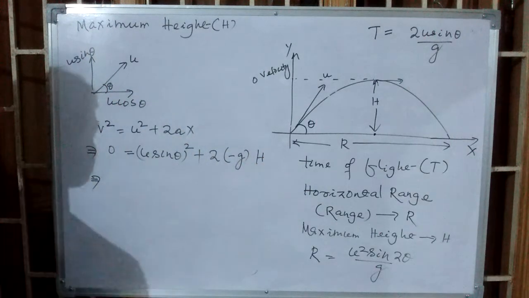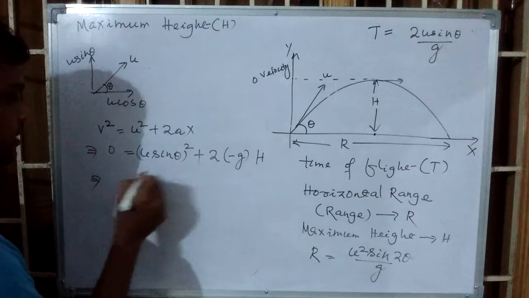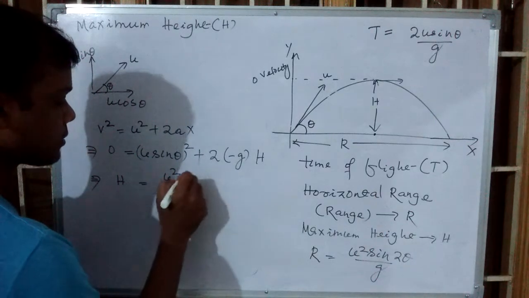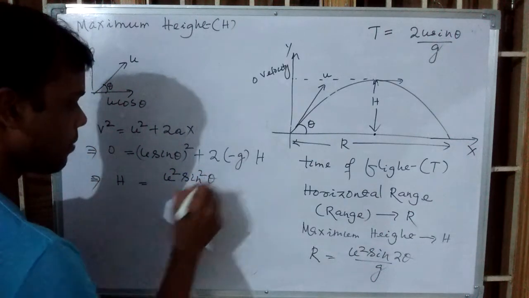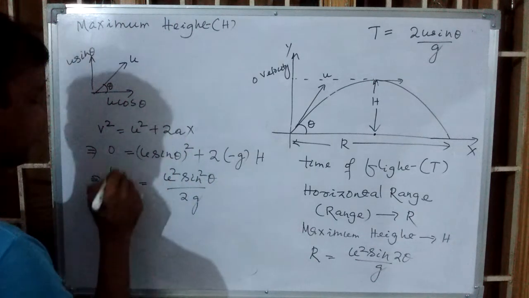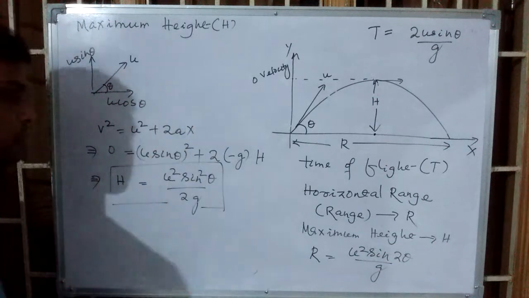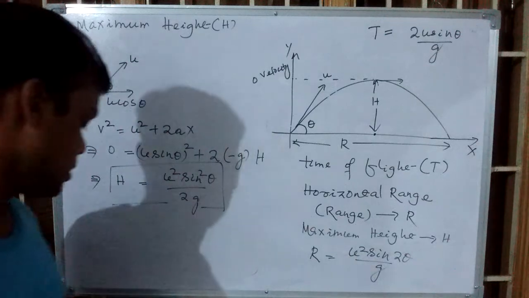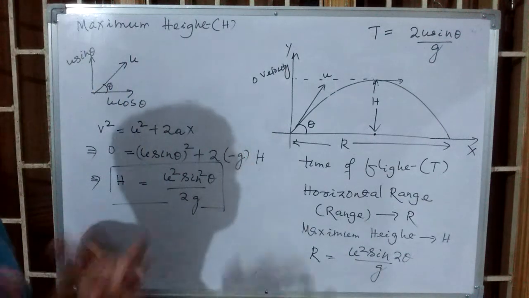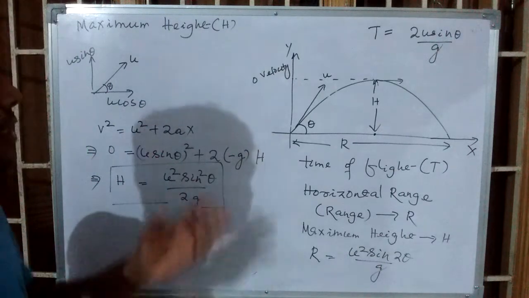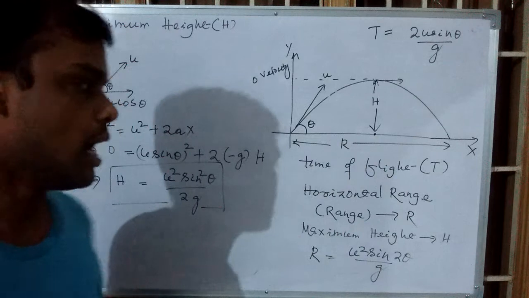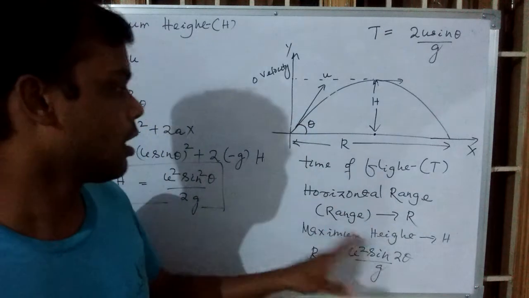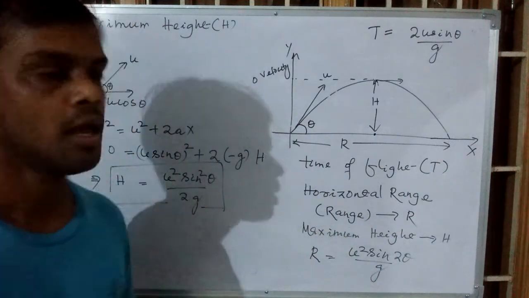So what will be the expression for h? So h will be u square sin square theta by 2g. This is the expression for maximum height attained by the body. So these are the three questions relating to projectile motion. Okay. And these are the three quantities that you have to derive, and all the problems regarding this topic will be from these three quantities only. Okay, thank you.